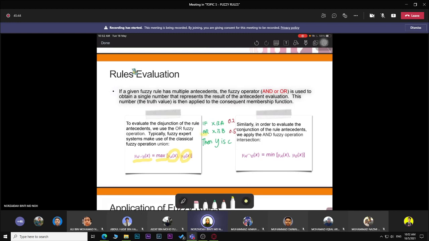Kalau connector dia OR, so Y is C akan dapat berapa? You akan cari max. Max of 0.2 dengan 0.5. So Y is C akan dapat 0.5. Okay, simple kan? Dia macam you buat certainty factor hari itulah. Tapi certainty factor tak silap saya you kena darab dengan CF of the output. Yang ni tak ada. You just apply the same degree of membership to the output. Yang ni direct terus just guna formula.